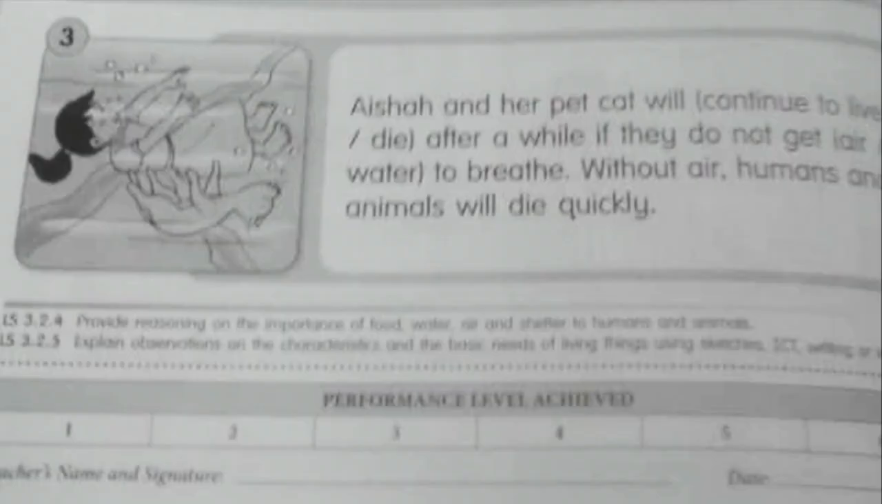Story number 3. Aisha and her pet cat will continue to live, die after a while if they do not get air, water to breathe. So what do we see here? We see both of them fall into the water. So when we're not in the water, we're not able to breathe, right? So when we are inside the water without oxygen tank, we're not able to breathe with our nose. So in the picture, if we do not breathe, what will happen? Are we going to die or going to live?